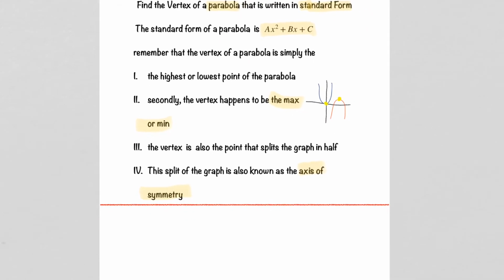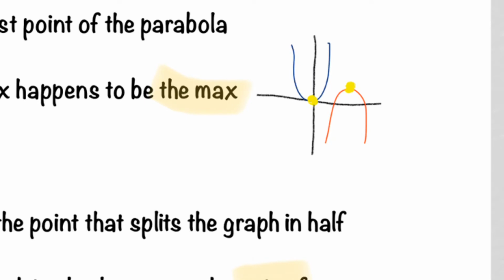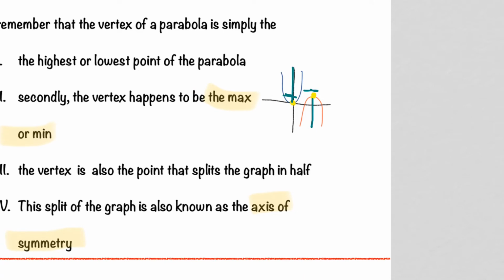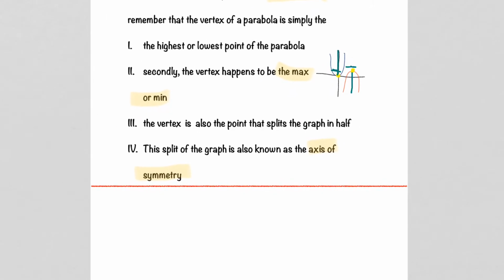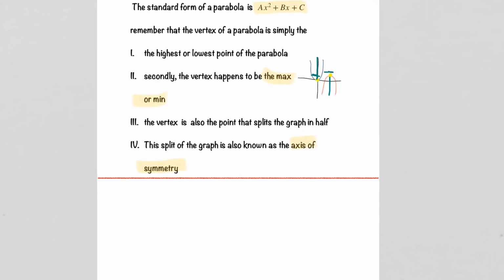So remember that the vertex of a parabola is simply the highest or lowest point. So lowest here and highest here. That's where the min and the max are, and that is also where you have what's called the axis of symmetry that cuts the parabola evenly in half. So the split of the graph is known as the axis of symmetry.